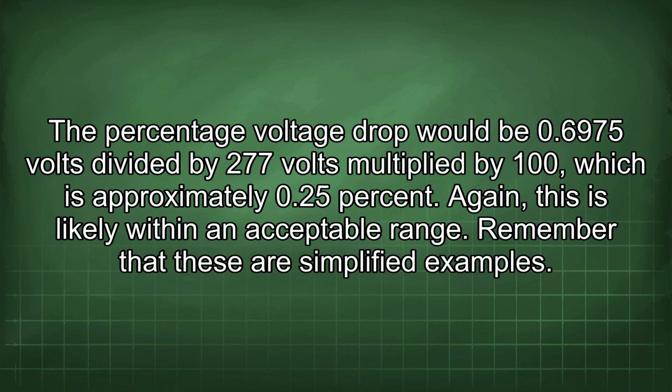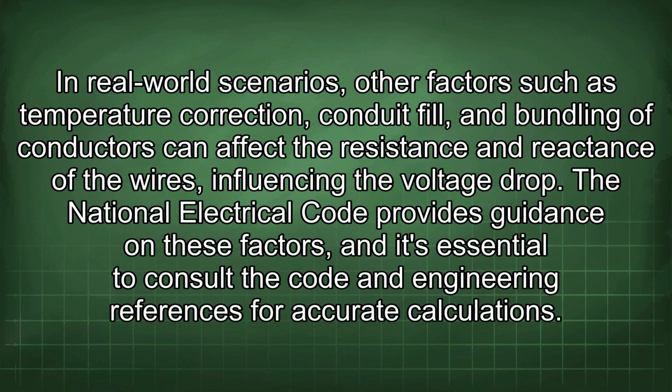Again, this is likely within an acceptable range. Remember that these are simplified examples. In real-world scenarios, other factors such as temperature correction, conduit fill, and bundling of conductors can affect the resistance and reactance of the wires, influencing the voltage drop.